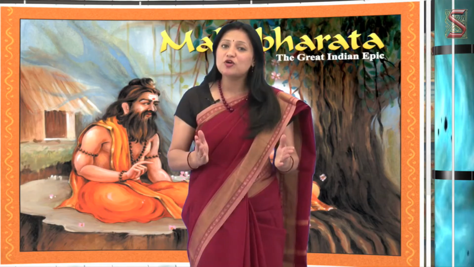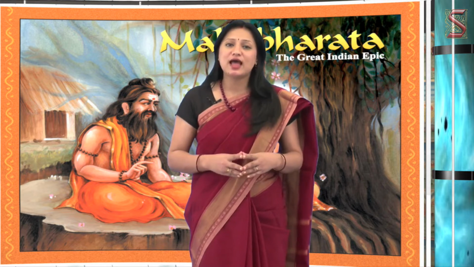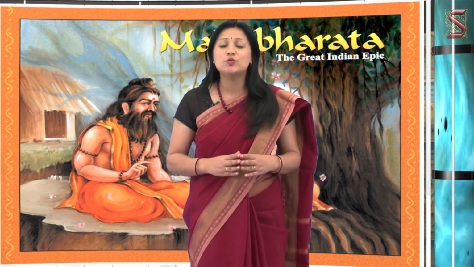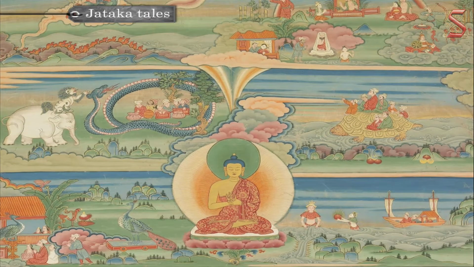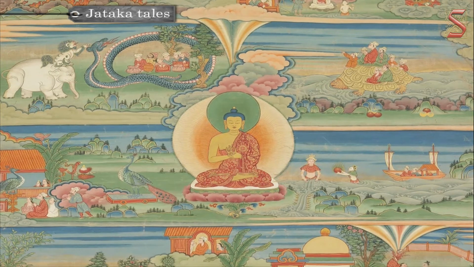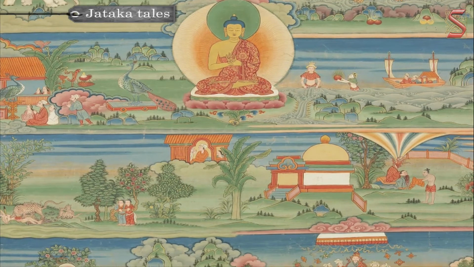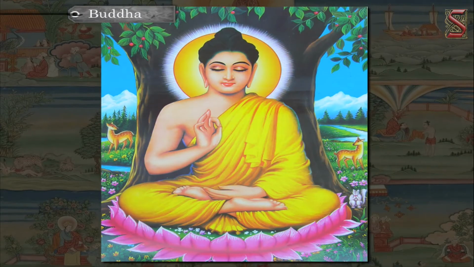We have learnt about Buddha in the earlier lesson. The followers of Buddha believed that he took many births earlier to preach dharma to the humans and animals. The Jataka tales, which were collected and written around 1600 to 1800 years ago, is the compilation of all the stories of the births of Buddha.